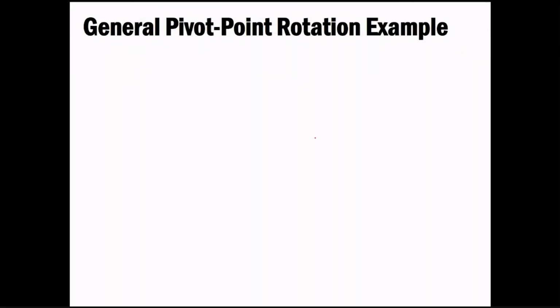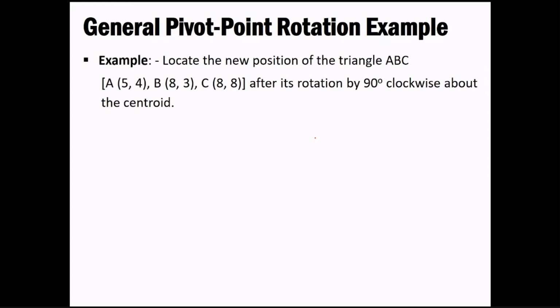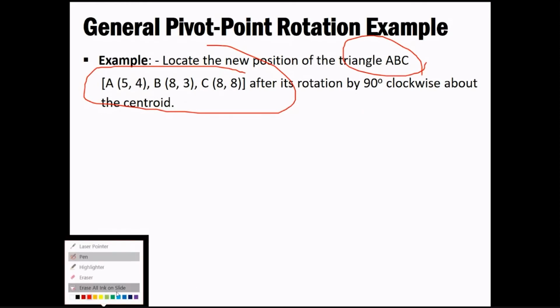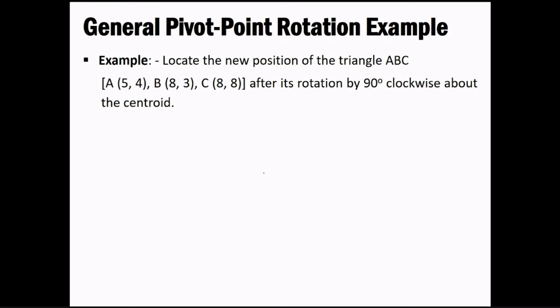A similar thing is given over here, and we'll see one example so that you get an idea of how we can perform it on an actual thing. Over here one triangle is given to us, triangle ABC with three parameters, A, B, and C. We need to find A dash, B dash, C dash after its rotation by 90 degrees clockwise about the centroid. So a very generalized problem is given to you, and some logic is to be applied on this example so that you can get the new position of the triangle.